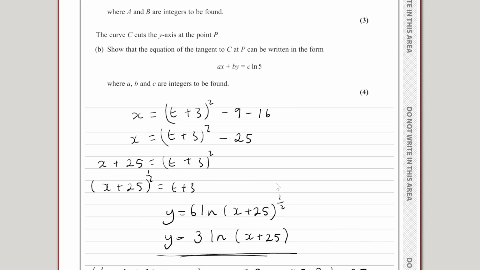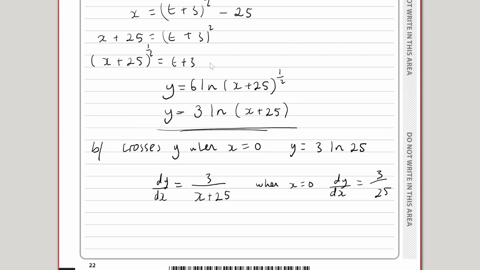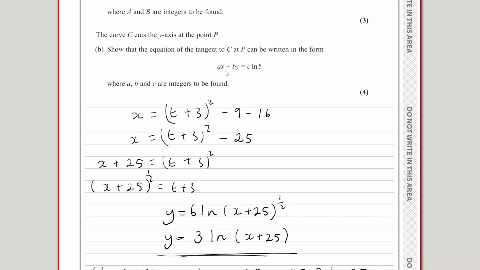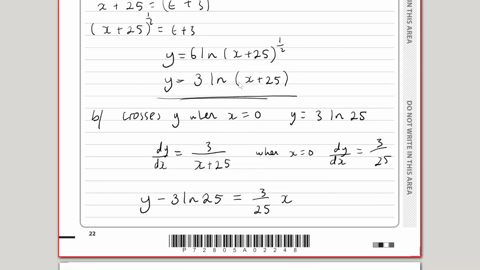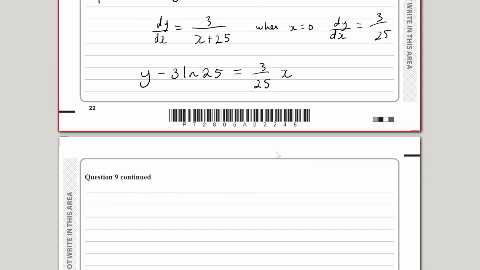So we've got all the information we need now. So we just need to write the equation. So let's do y minus y1 equals m times (x minus x1), which is just x. So ax plus by equals c log 5. So times by 25. 25y minus 75 log 25 equals 3x.